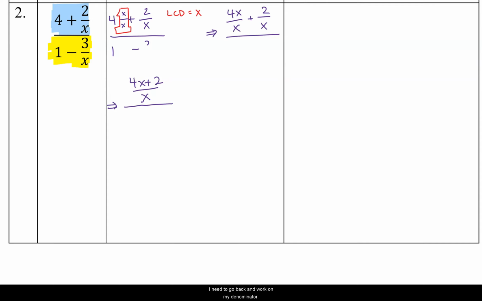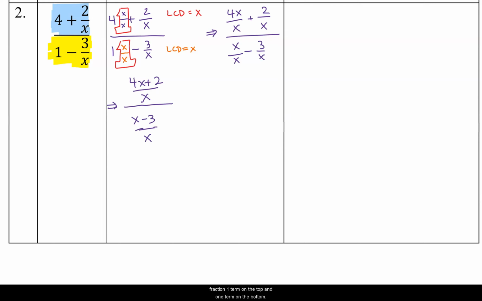So we've got 1 minus 3 over x. We can play that same game. New least common denominator here. I only have one fraction. It's an x. So I need to multiply by that special form of 1, x over x. So we end up with x over x minus 3 over x. I have that same denominator. So now I can combine numerators, x minus 3.